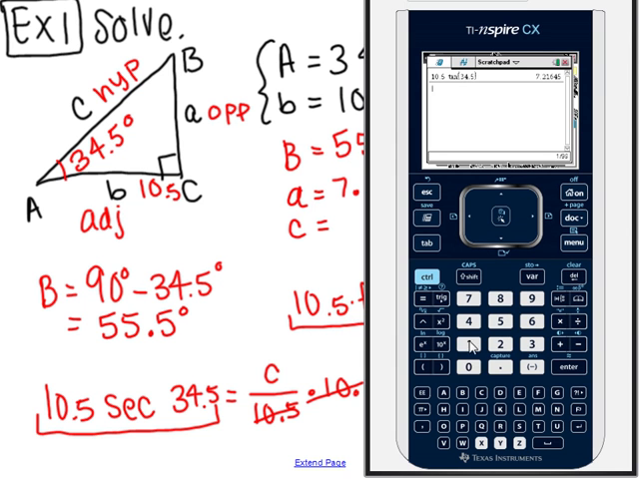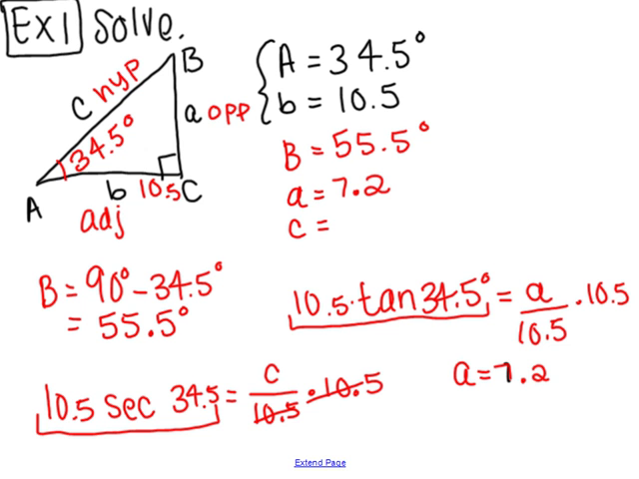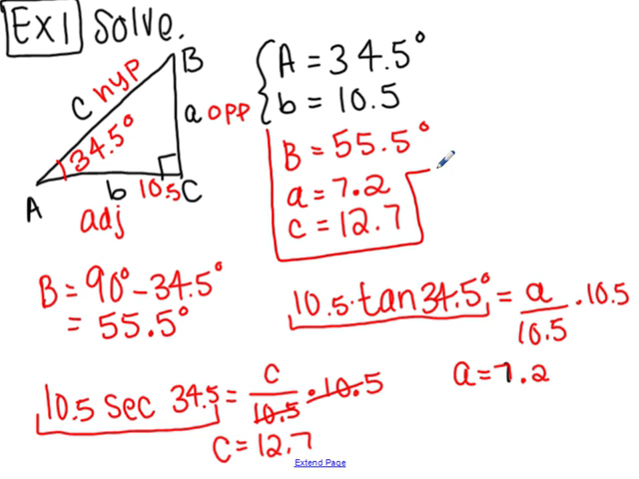So on my calculator, I do 10.5 secant 34.5, hit enter, and we get 12.74. So the answer here for c is 12.7. I found everything that I indicated that I needed to find, therefore my triangle is solved.